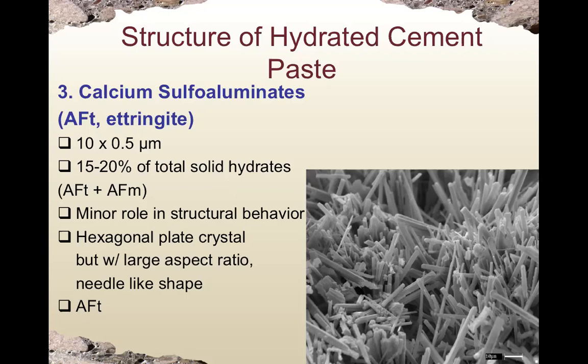The strength of ettringite is much lower compared to CSH, even to calcium hydroxide. So it plays a minor role in the structural behavior. And it potentially can cause problems for concrete, such as sulfate attack, which we also briefly discussed last time. The cross-section of ettringite is also a hexagonal plate, but the aspect ratio, which is the ratio of the length over the diameter, is much larger. So that is ettringite.